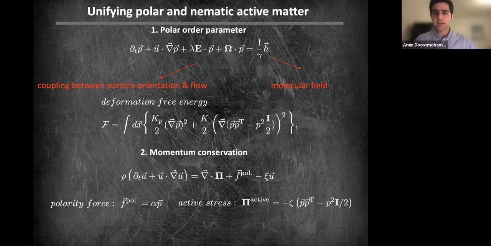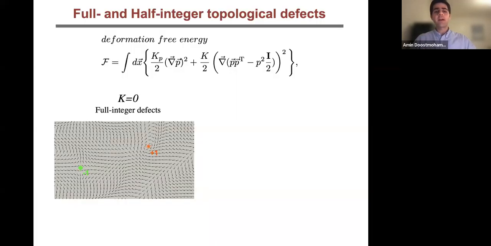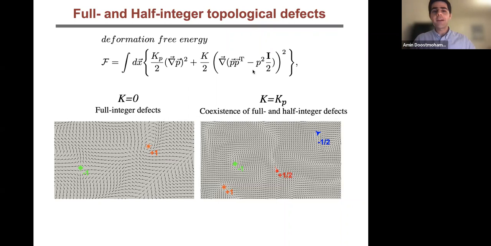So what's the consequence of this? It's actually interesting. If I look at the system without any, I will call it nematic elasticity, then the system would form full integer defects as expected. If I look at the system without a polar free energy, it will form nematic defects. Now it is a polar system, so this makes the description very much simpler. But even more interesting is that if I have both elasticities, I can be in some regimes where we observe the coexistence of both full integer and half integer defects.